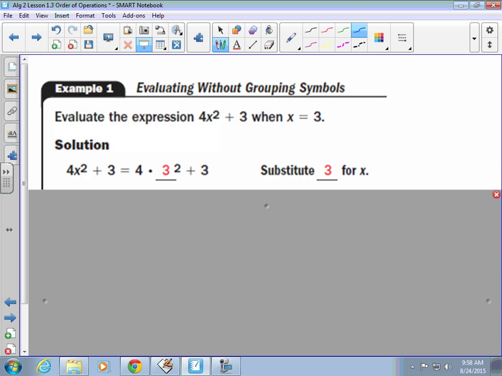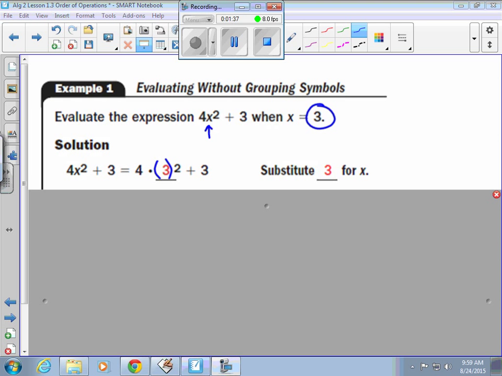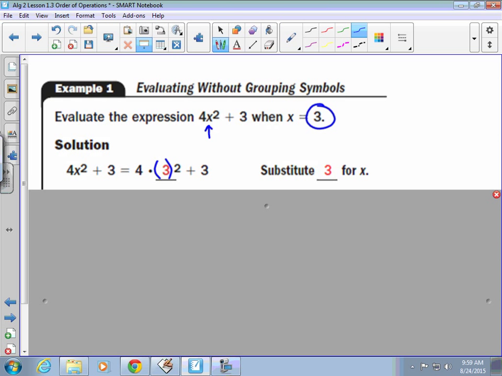Example number 1 is evaluating without grouping symbols. So what we have is 4x squared plus 3 when x is equal to 3. The first thing you're going to do is substitute in this value 3 in place of x. So 4 times 3 squared plus 3. And when you substitute something in, it acts as if it's inside of a set of parentheses. That makes a difference when you're talking about negative numbers. So the first step, again, is to substitute in 3.